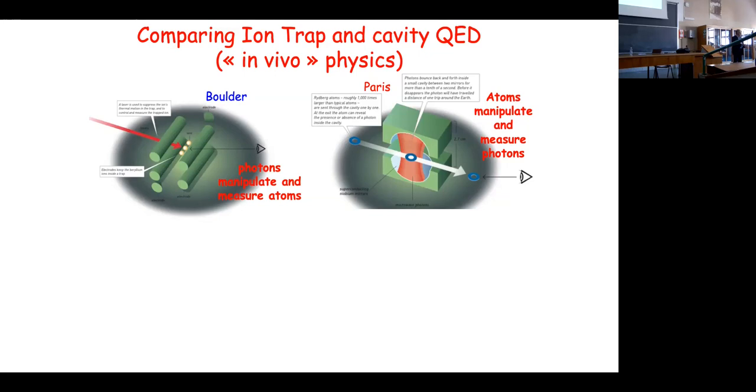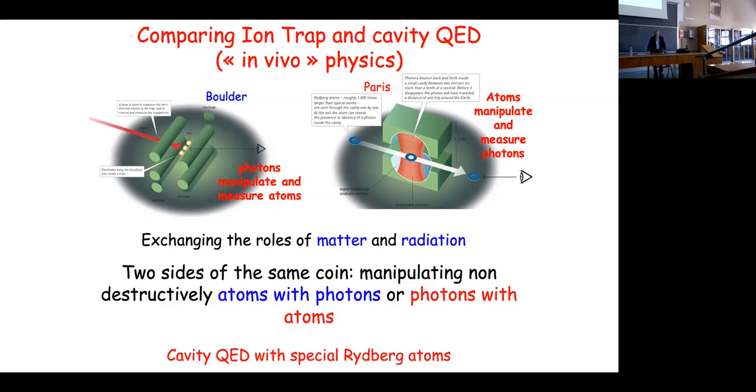Either you use light to investigate matter, or you use matter to investigate the properties of light, and the coupling is quite symmetrical. So in fact, in our experiments, we exchange the roles of matter and radiation. Either we manipulate atoms non-destructively with photons, or photons with atoms.